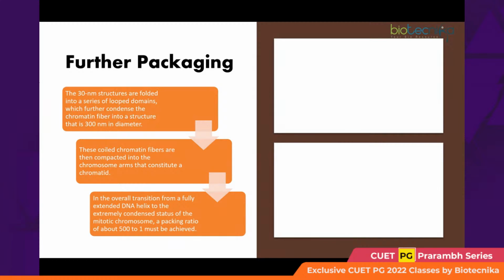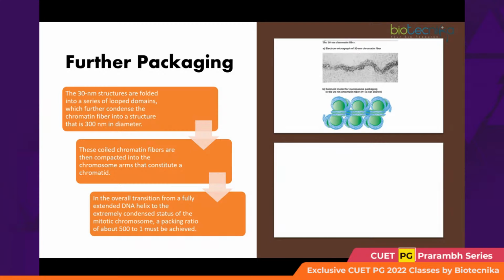Now these 30 nanometer structures are folded into a series of looped domains which further condense the chromatin fiber into a structure that is 300 nanometer in diameter, which is also called the solenoid model. Here the nucleosomes, which are arranged in a zigzag pattern, will further be coiled like this. That will form the solenoid.